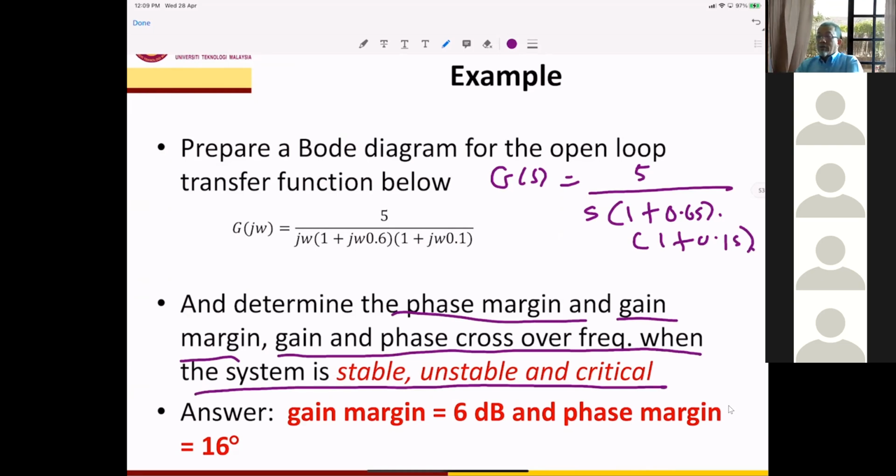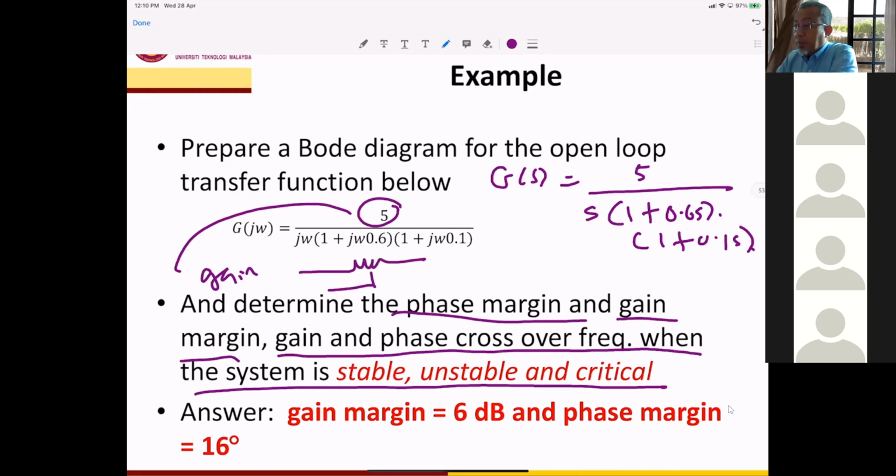So we have to play around. What we're going to vary to make the system stable, unstable, and critical is the gain K. In practice, we are using a potentiometer, so we can adjust the gain 5, 50, 500, 100, and so on by turning the knob of the potentiometer.